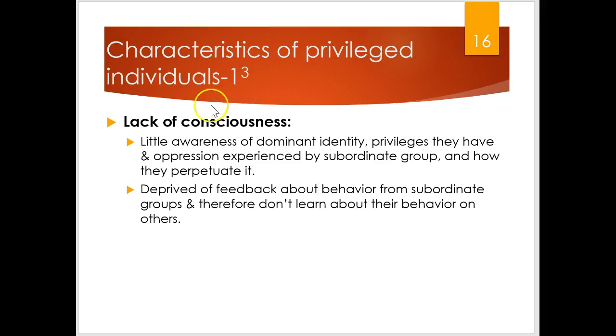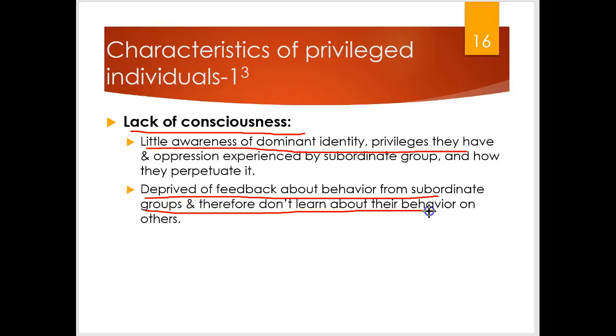So again, continuing on, another characteristic of privileged individuals, not just groups, is a lack of consciousness about the privilege that we have. Okay? What this means is that people with privilege often have little awareness of their dominant identity. And the literature suggests that people who experience both privileged characteristics and oppressed characteristics are often more aware of their oppressed characteristics than they are of their privileged characteristics. Okay? This awareness is often used to continue to perpetuate oppression. Okay? The lack of consciousness also means that people with privilege are deprived of feedback from subordinate groups and don't learn about their behavior from others.